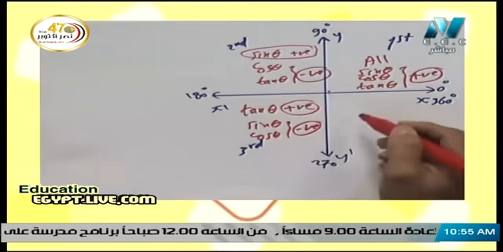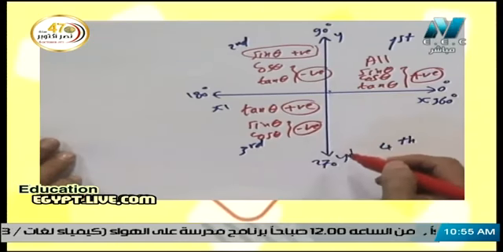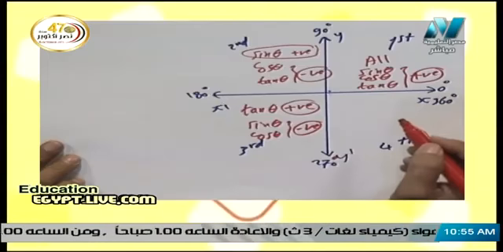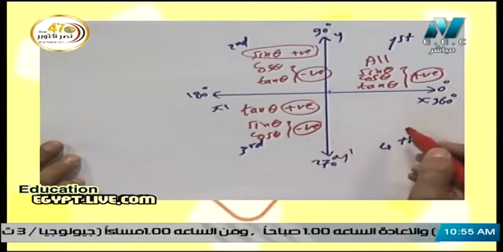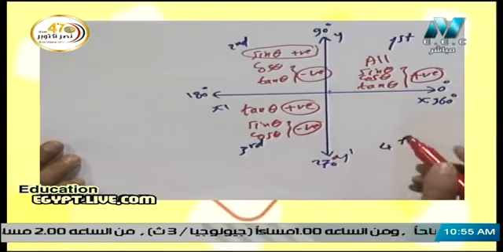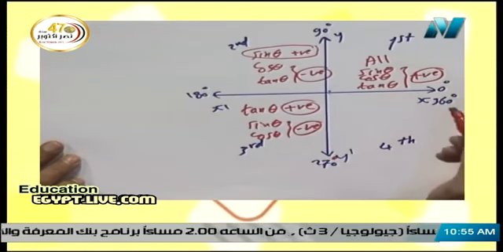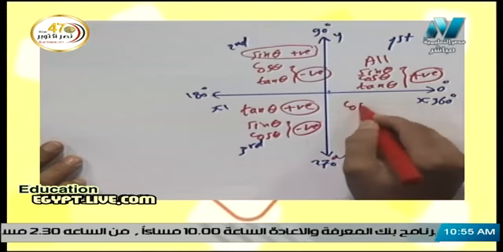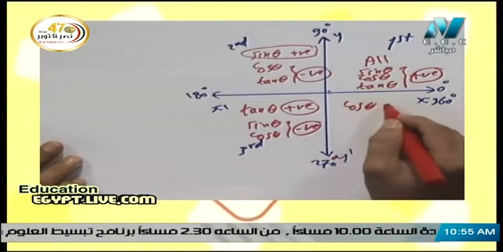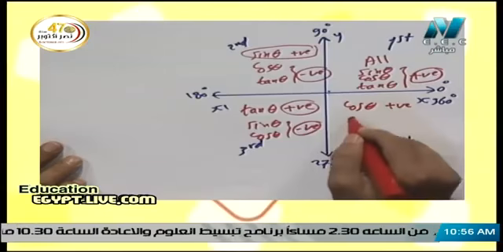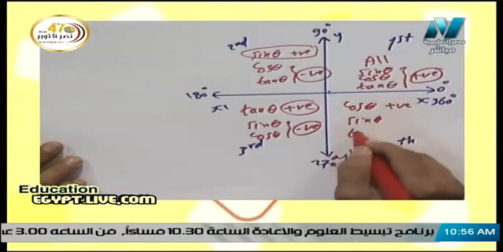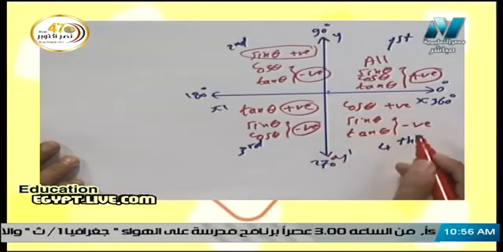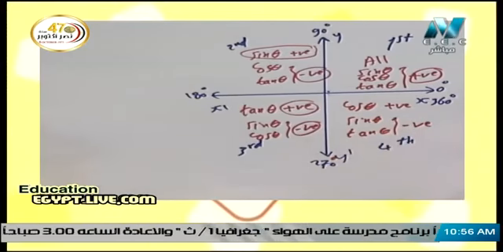Let's move to the fourth quadrant. Any angle between 270 degrees and 360 degrees lies in the fourth quadrant. In the fourth quadrant, cosine is the only function that will be positive, but sine and tan will be negative.